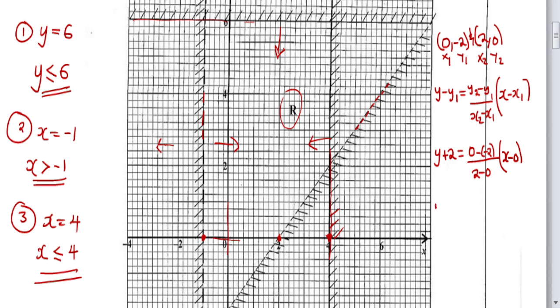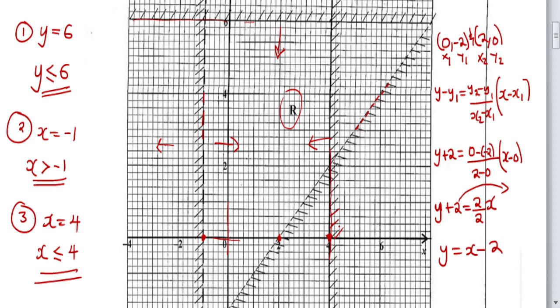Then this becomes y plus 2 is equal to, we have 0 minus -2, that becomes +2, then 2 minus 0 is 2, then this is x minus 0, which is just x. Then the +2 will cross over, so y will be equal to 2 over 2 which is 1, so this becomes x minus 2. This is the equation we formulated.